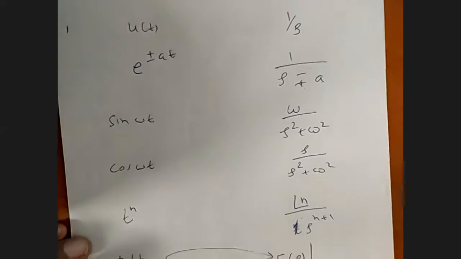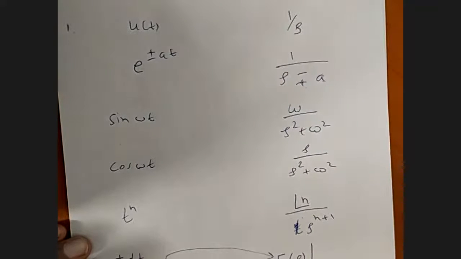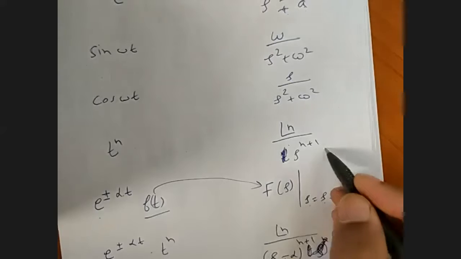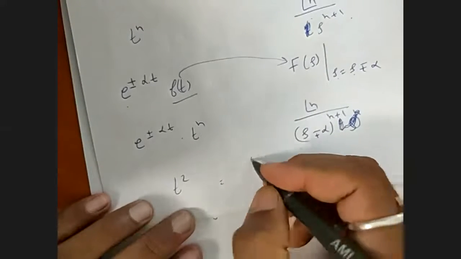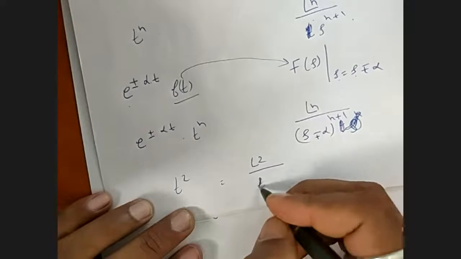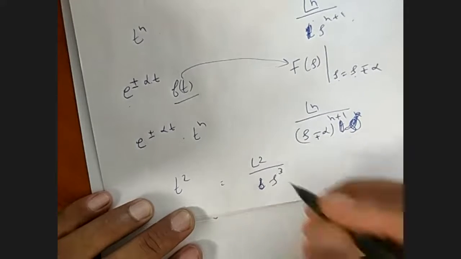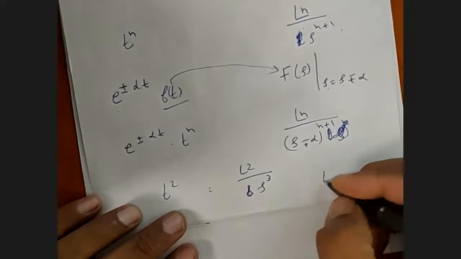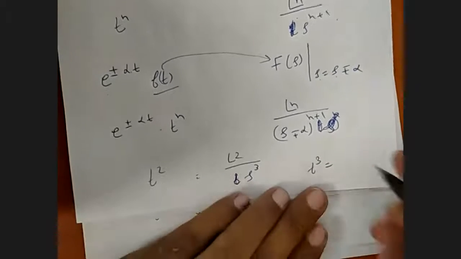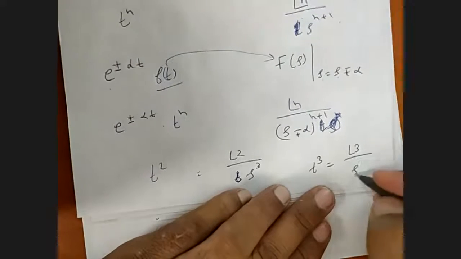किसी को कोई confusion इसमें? सर ये t की पावर n वाला बताओ ना. हाँ, t की पावर n. t की power n, it is factorial n upon s की power n plus 1. Means if we are talking about t square, it is factorial 2 upon s की power 3. If we are talking about t की power 3, so it is factorial 3 upon s की power 4.